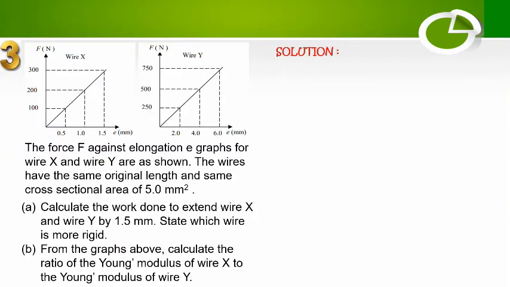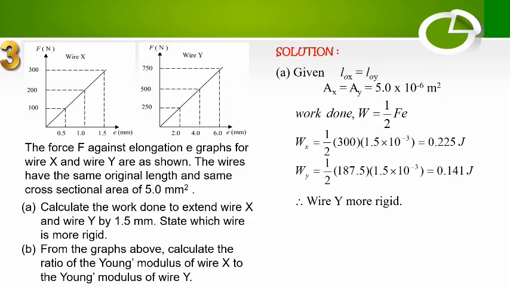For question number 3, the force against elongation graph for wire X and wire Y are as shown. We need to calculate the work done to extend wire X and wire Y by 1.5 mm, and we need to state which wire is more rigid. From the information given, the original length and the cross-section area of the wire are equal. So, to calculate the work done, we will use the equation of half Fe. We will get that the work done on wire X is equal to 0.225 joule and wire Y is 0.141 joule. Because of that, wire Y is more rigid.